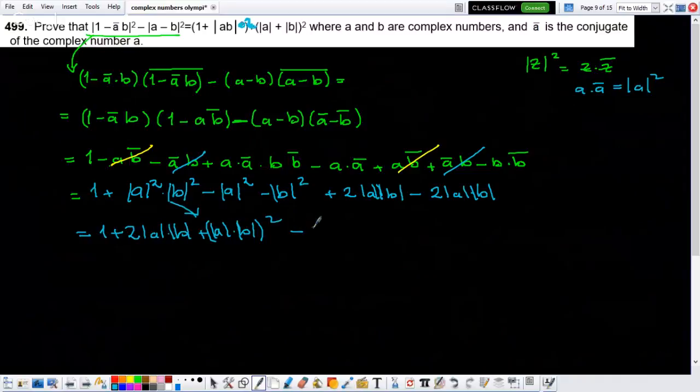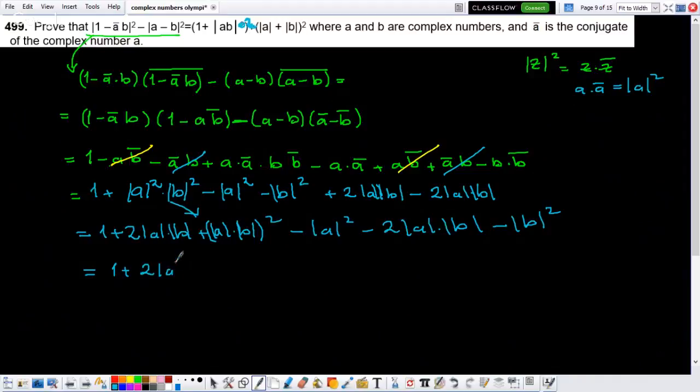Then minus A module square minus 2 A module B module plus, sorry, minus B module square. It's going to be here 1 plus 2A module B module plus AB square. This is the square of the expression. Directly I may write now 1 plus A module times B module square.